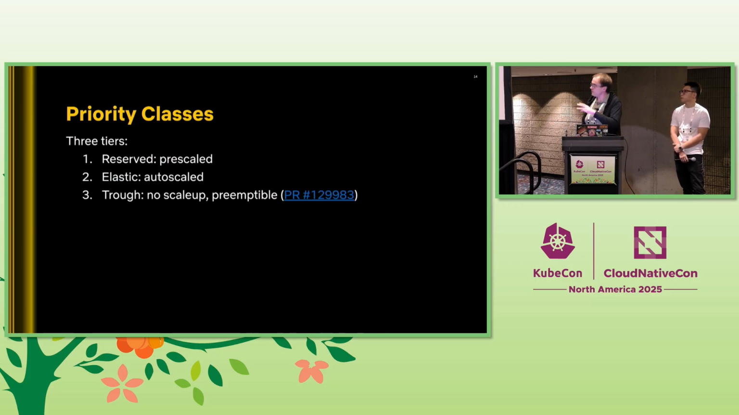Out of the three tiers, only trough is preemptible. And this is a customization that I've upstreamed into Kubernetes. So in particular, reserved will not preempt elastic, but both reserved and elastic can preempt trough.